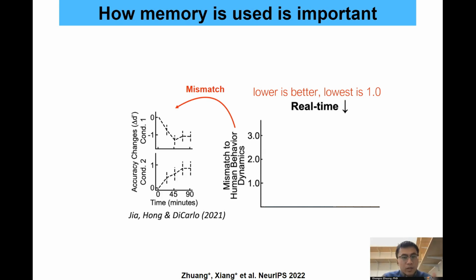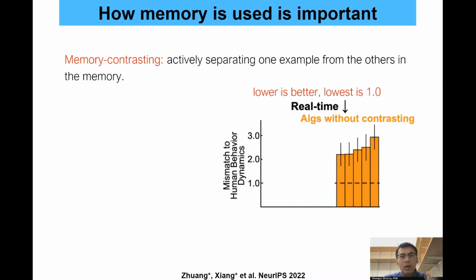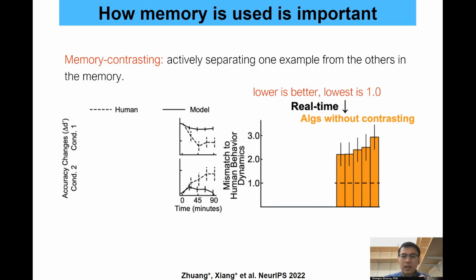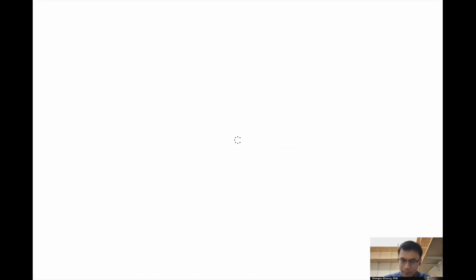And so again, we are trying to model these learning dynamics, and what we're going to look at is a mismatch score where lower is better and the lowest is 1.0. So the algorithms that are not doing memory contrasting actually do not do so well on this benchmark. They are significantly higher than the lowest amount. And if we look at the actual learning dynamics, for example, this algorithm barely captures the learning dynamics, while this algorithm captures some, but not too much.